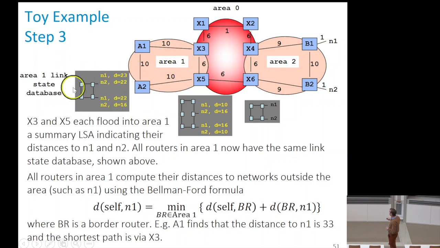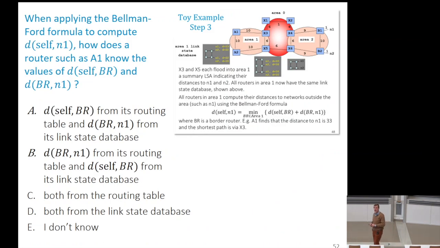And all routers in area 1, including A1, for example, will use this information and will use the same formula. So A1 will find that the distance to N1 is 33, and that the shortest path is via X3. So it will look up in its routing table what is the next hop to X3, and this is what it will write in its routing table. So this is how OSPF works in reality when we have multiple areas.